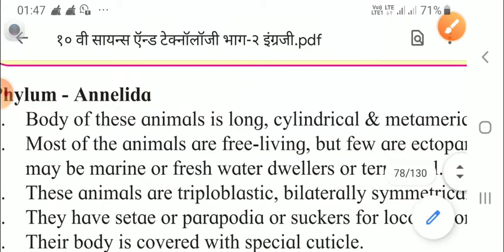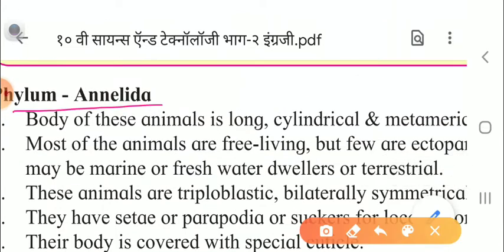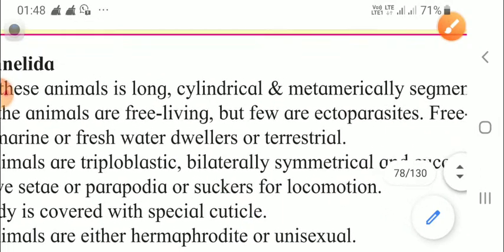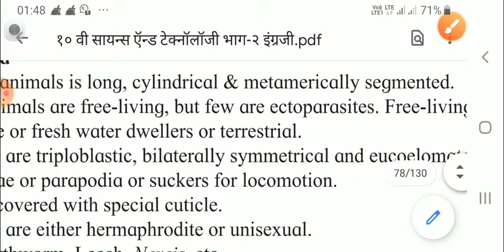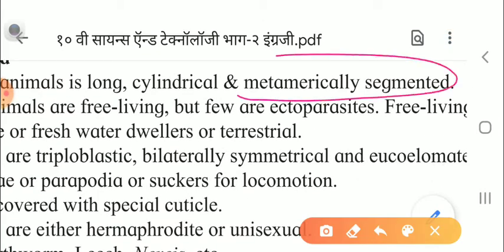We will see the next phylum, which is phylum Annelida. The body of these animals is long, cylindrical and metameric. Metamerically means segmented. What is the meaning of cylindrical? I already told you. And what is the meaning of metamerically segmented? You have to keep that point in your mind. I'll define it for you.